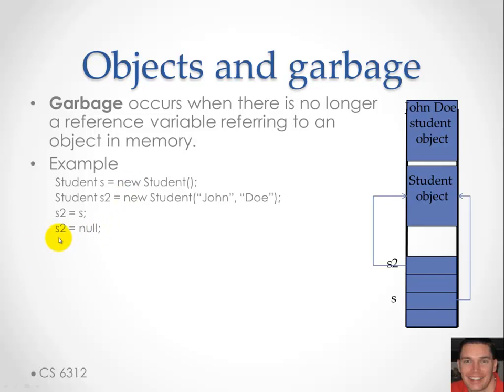Now, when I say S2 equals null, what that is doing is saying come in here and put null in here. In other words, I'm not pointing to anything, so when I execute that statement, null is going to be written here, which would just be a series of zeros, and it no longer points to the student object. But just because I say S2 equals null here doesn't mean that that became garbage, because in this instance, S still points to that same student object. So this object is not garbage yet because we still have a variable that refers to it.